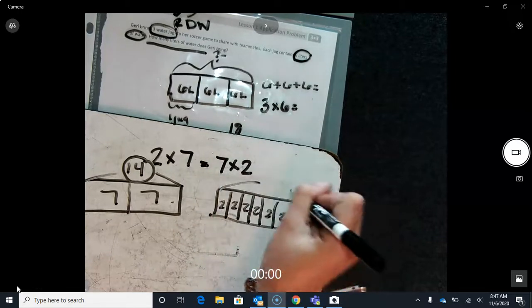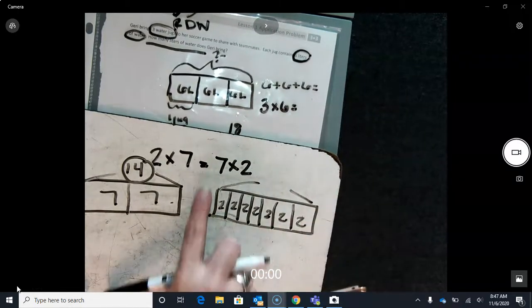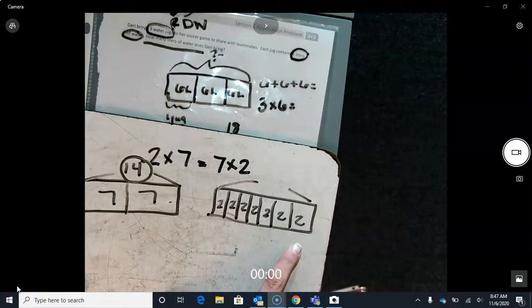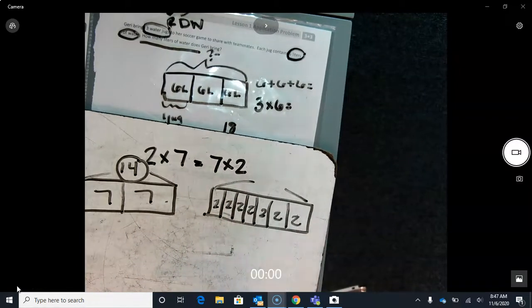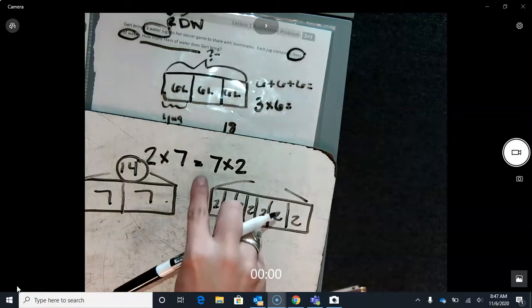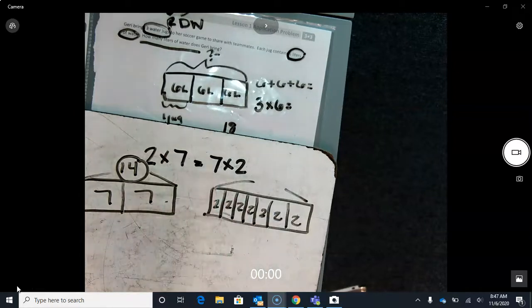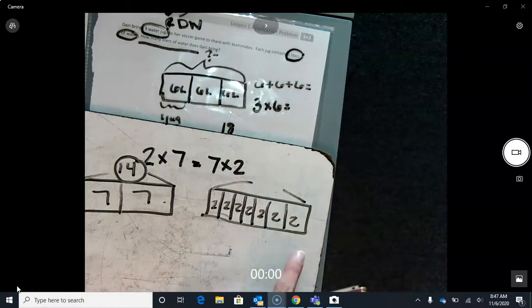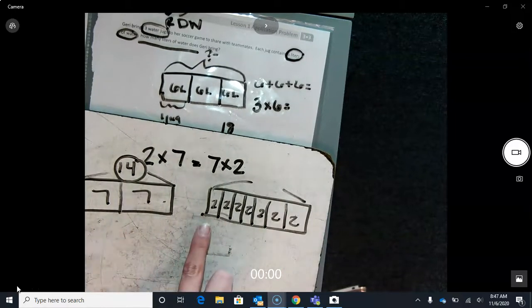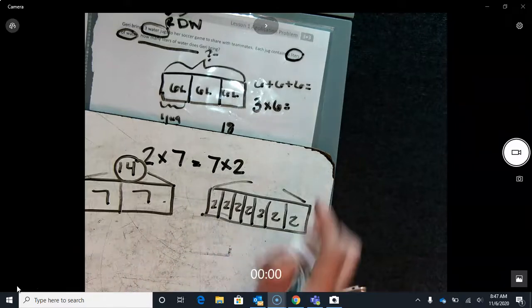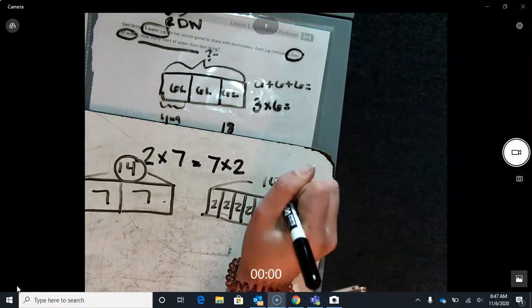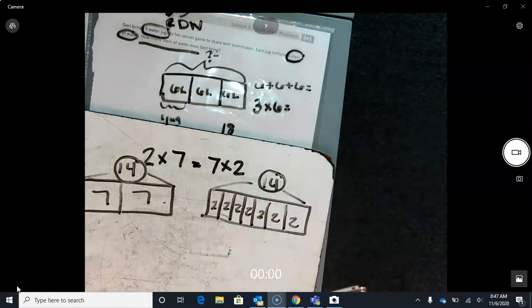Now take a look at this tape diagram. We have 7 times 2, 7 groups of 2, and we don't know our 7's facts, but we know the fact of 2 times 7. Let's skip count by 2 to see if these are the same product. 2, 4, 6, 8, 10, 12, 14. So both tape diagrams show a product of 14.